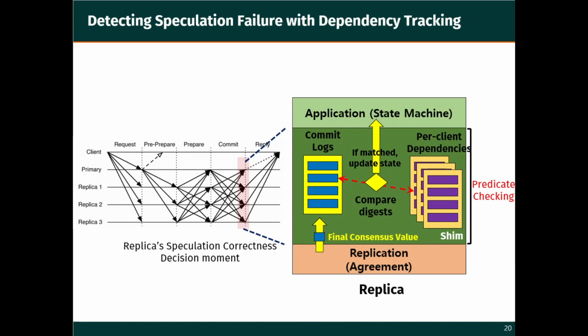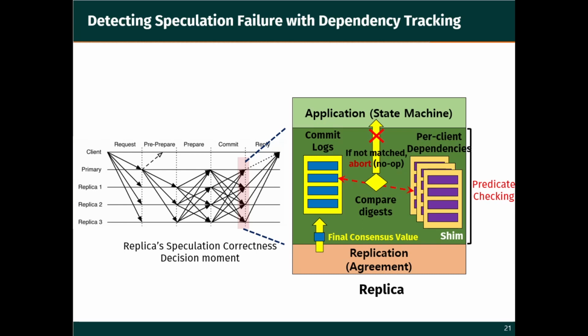And then, in the shim layer, replicas append the consensus value into commit logs and compare the log digest with the one in the per-client dependencies. If those two match, then the replica updates its state by notifying the application. If they do not match, then the replica simply aborts with no operation and does not notify the application. And this whole process to validate the speculation is called predicate checking.